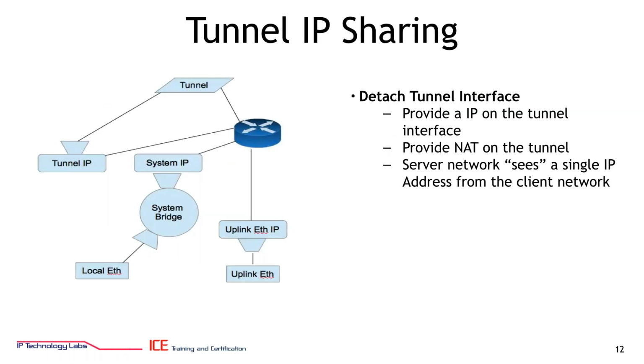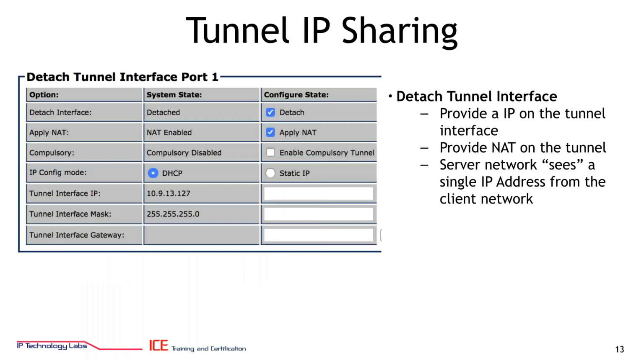IP sharing, we're going to touch on briefly here, just from the perspective of configuring the tunnels. But in section 3 of this training, we're going to go into a lot of detail on how IP sharing operates and how the routing works within an IP sharing. So an IP sharing is a bridge tunnel connection that is detached from the system bridge. Basically we set up a standard bridge tunnel, and then we can go in and detach that interface, apply NAT, and then we can decide how the IP addressing within the system works.